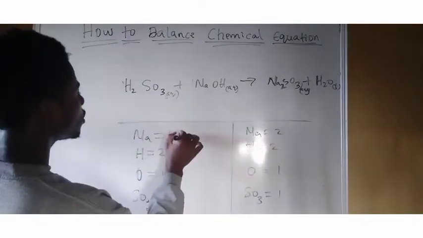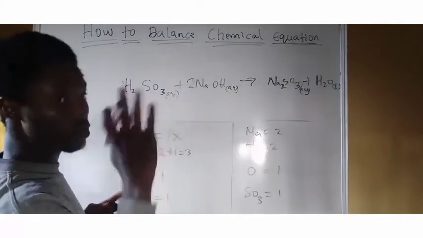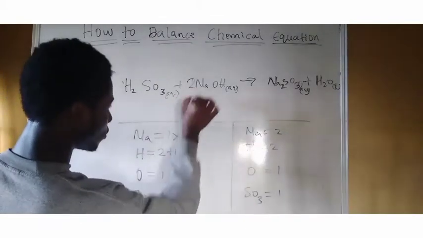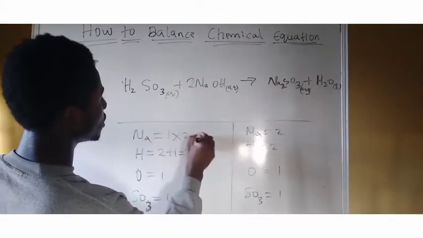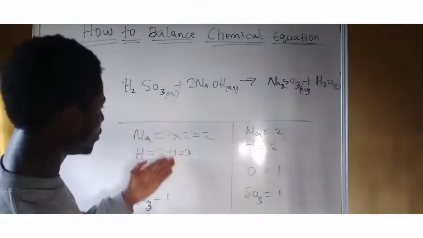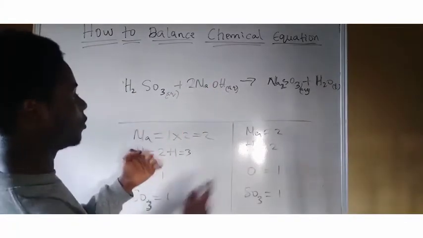So now, if you put the coefficient 2, remember, always, you can only change the coefficient, but not the formula of the compound. So the 1 multiplied by 2, because we're multiplying the coefficient, gives us 2, and our sodium is balanced. But now, note, our hydrogen will become what? One side of the equation has become off balance. It's not even balanced.